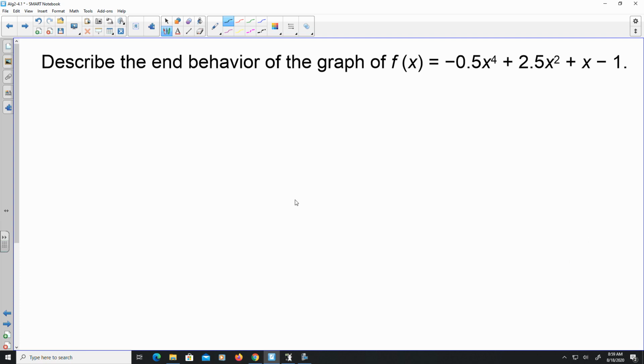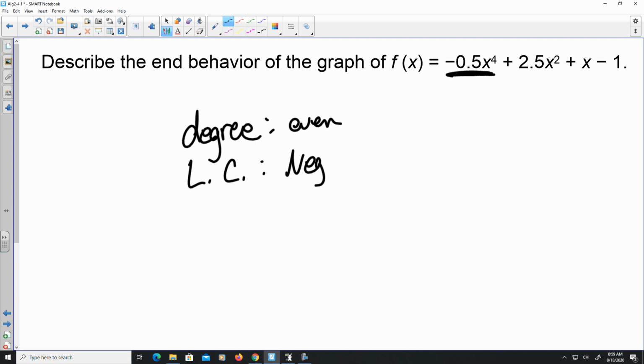Coming here, they want you to describe the end behavior. So the first thing you have to do, and all you really have to do, is find the lead degree and your lead coefficient. So it is right here. Your degree in this case is 4, so it's even. And your lead coefficient is a negative 0.5. So we have a degree that is even, and a lead coefficient that is negative.